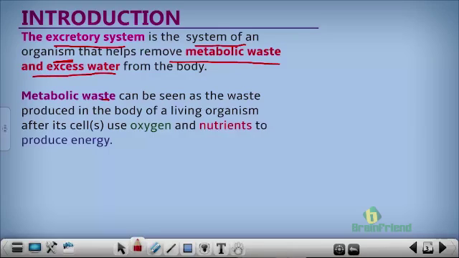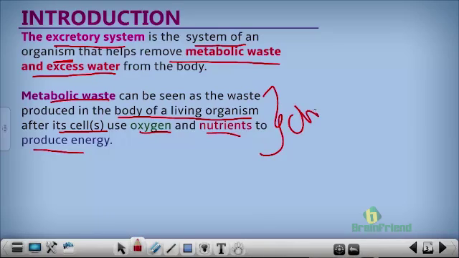What are metabolic wastes? They can be seen as the waste produced in the bodies of living organisms after the cell or cells use oxygen and nutrients to produce energy. Basically, metabolic waste, we can call them the different chemical reactions that take place in the body. So for us to talk about the excretory system, we really are talking about the different structures that help us remove these metabolic wastes from the body.